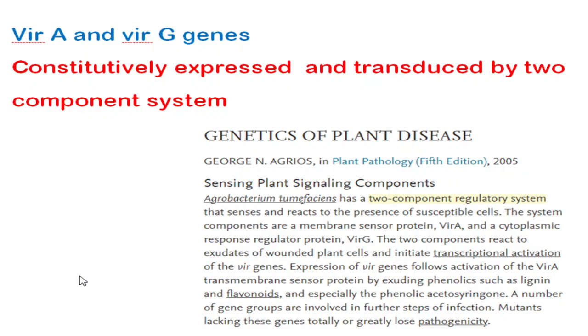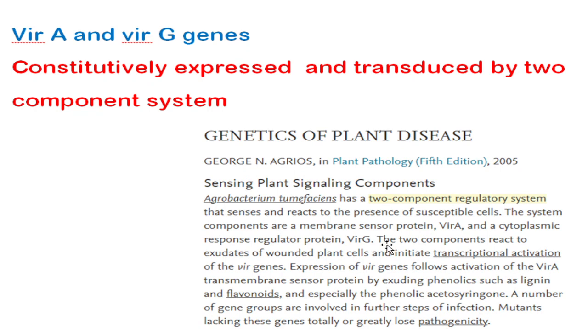Next, a VirA and VirG question has been asked. The correct answer is that both VirA and VirG are continuously, that is constitutively, expressed. At the same time, both are transduced by a two-component system. That is, if you check, the Agrobacterium two-component regulatory system will be sensing and reacting to the presence of a susceptible cell.